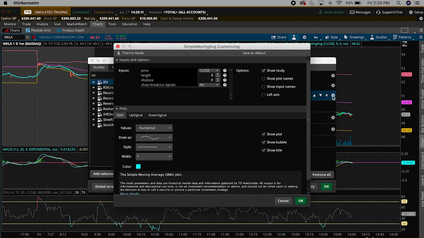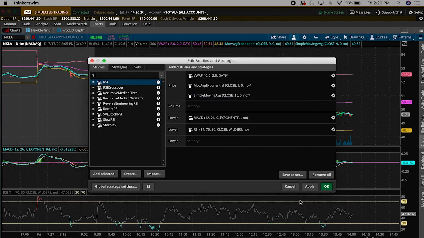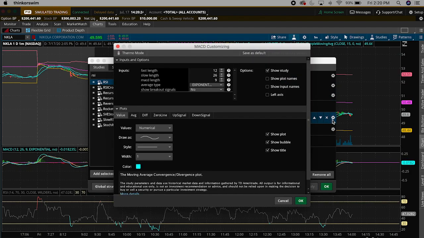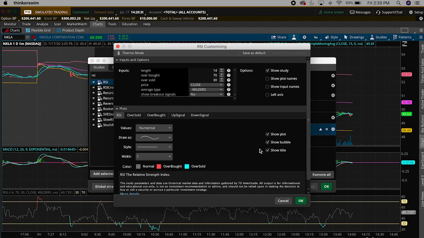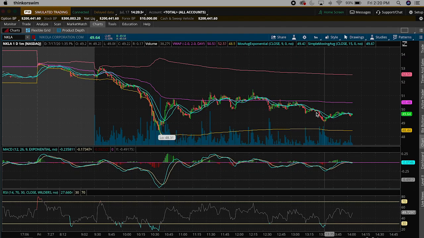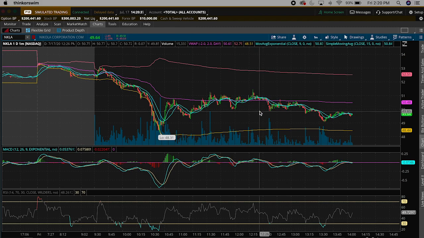We want to change the SMA to a 15 length to get a better idea. Boom, apply, change it a little bit. Let's make sure the MACD is still set up. 12, 26, 9, RSI, 40, 70, 30, perfect. Okay, so now we are good to talk about what is going on in all of this mess.